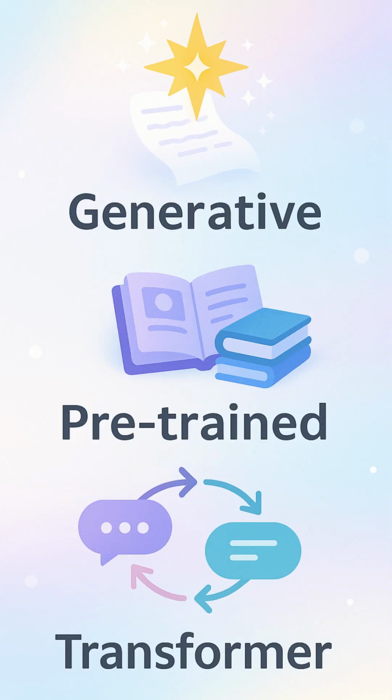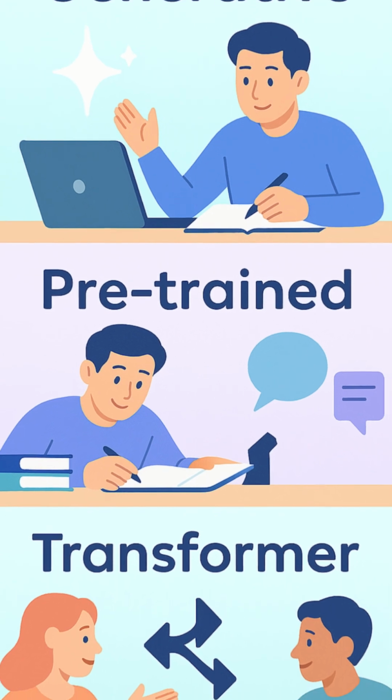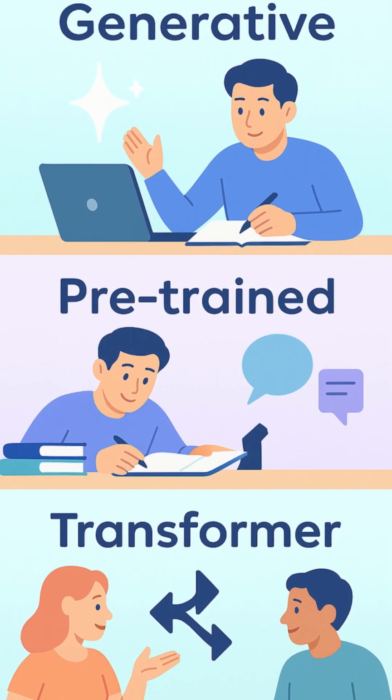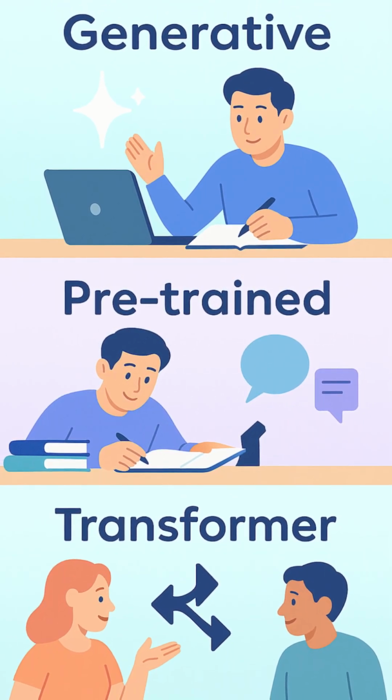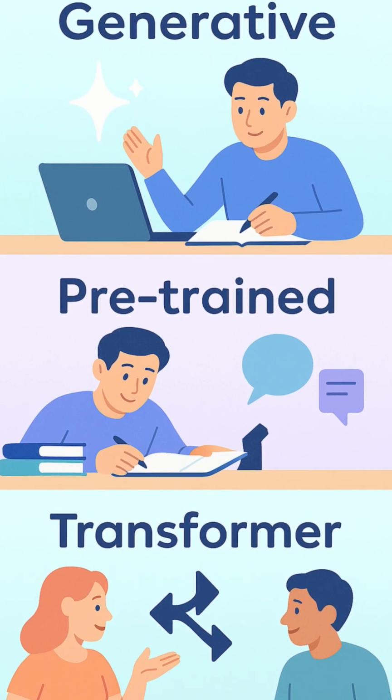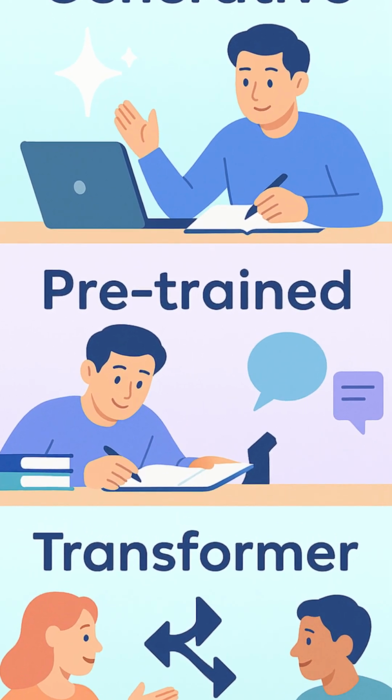The name GPT stands for Generative Pre-trained Transformer. Here's the simple version. Generative means it creates something new. It doesn't just pull answers from a database. Pre-trained means it already spent months learning from books, articles, and conversations, so it knows how language works. Transformer is the type of AI model it uses.